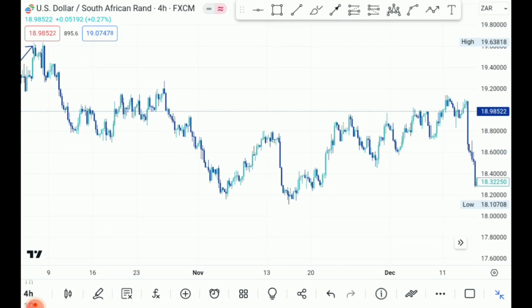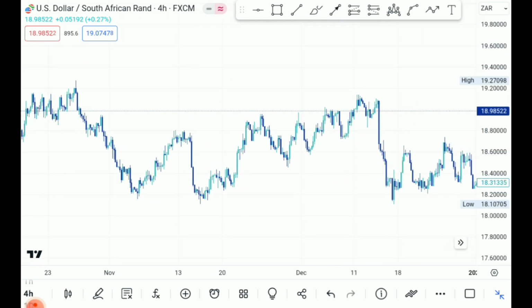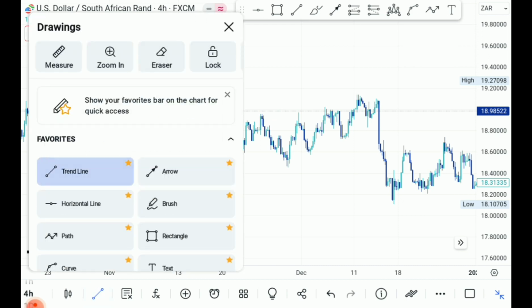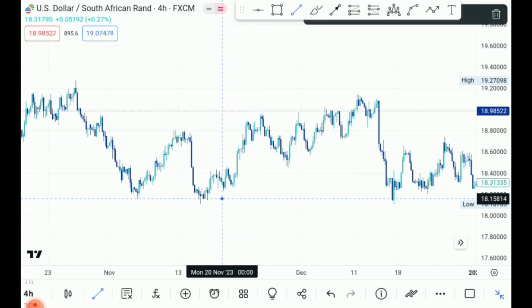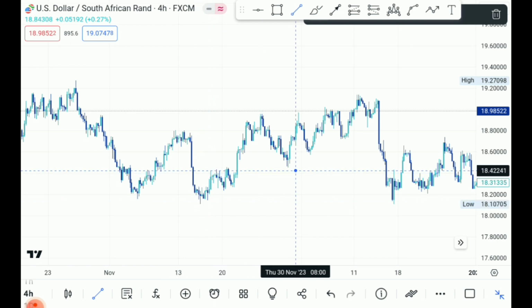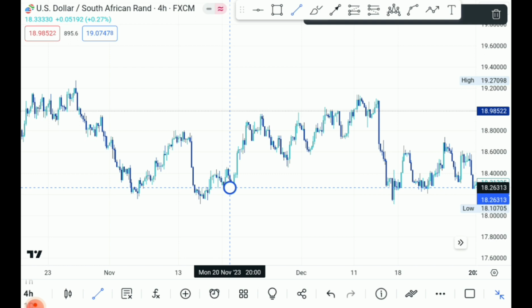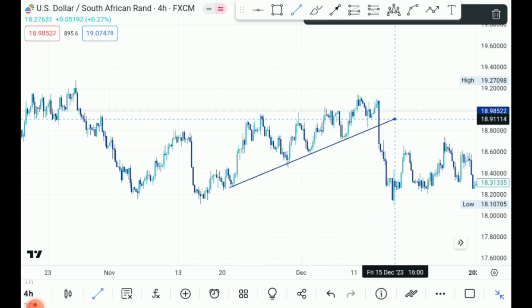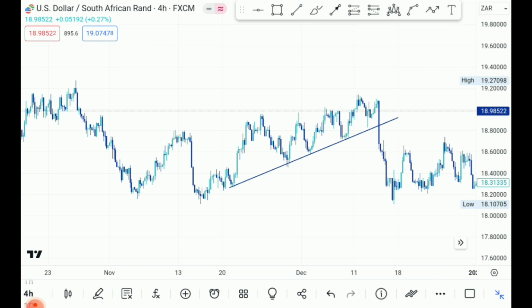So let me show you on an uptrend. Here it was an uptrend. The market was on an uptrend here. You see, the market was on an uptrend here. As soon as it breaks through the trend line, it signaled a possible trend change. You see, possible trend change.